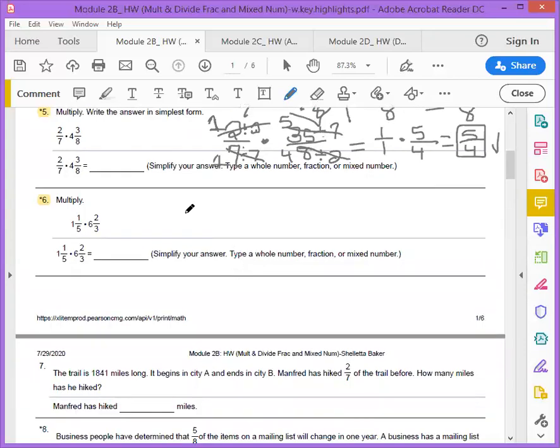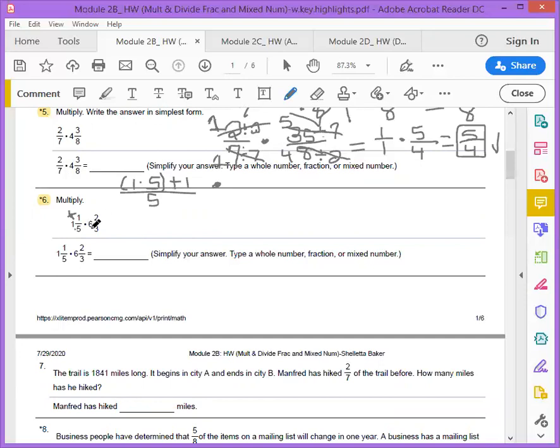And now looking at number 6, we have two mixed numbers this time. So we have to convert both of these mixed numbers to improper fractions. 1 times 5 plus 1 for our numerator, for the numerator of the first fraction. And remember, the denominator stays the same. So 5 remains in the denominator.